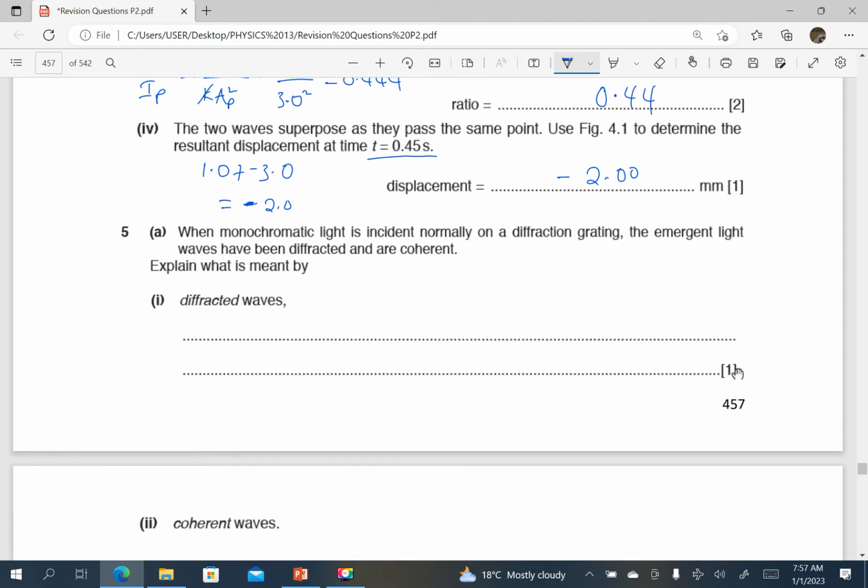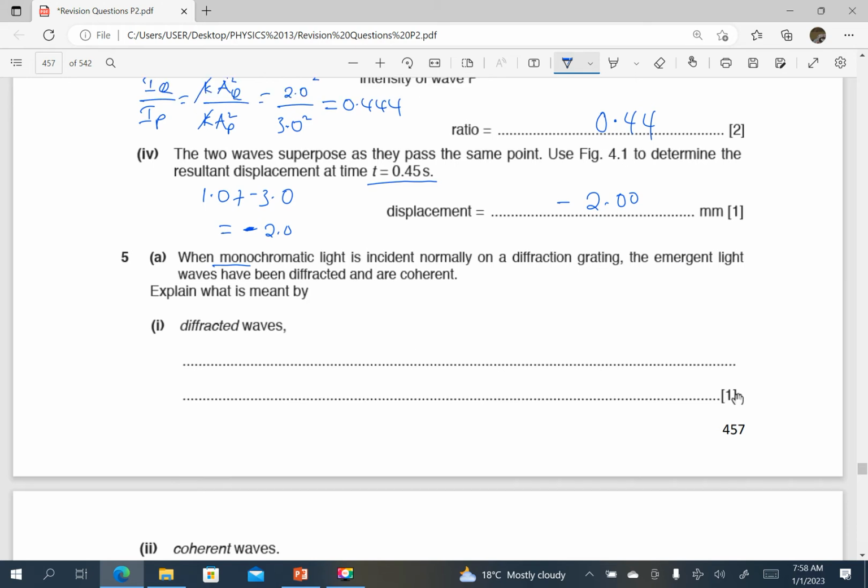Okay, when monochromatic light, remember mono means one, light of the same color, same wavelength, same frequency, is incident normally on a diffraction grating, the emergent light waves have been diffracted and are coherent. Explain what is meant by diffracted waves. What are diffracted waves? We know the meaning of the word diffraction, spreading of a wave.